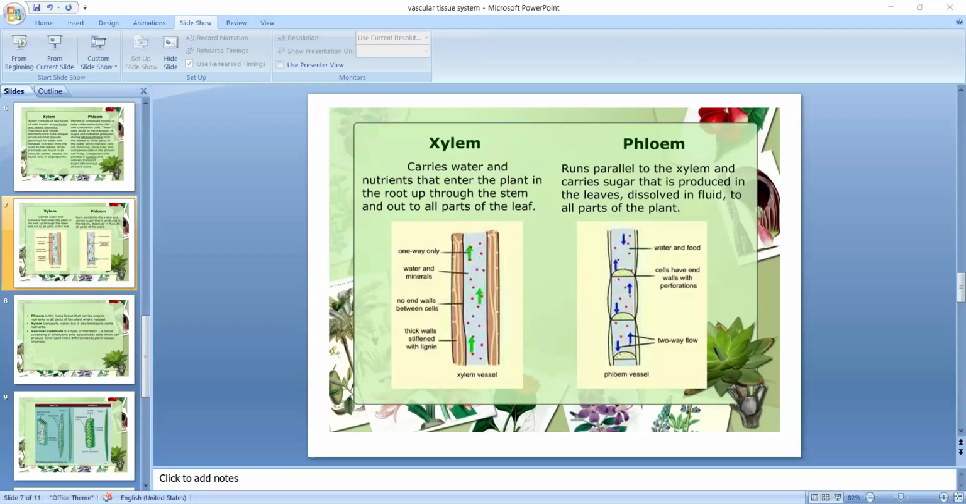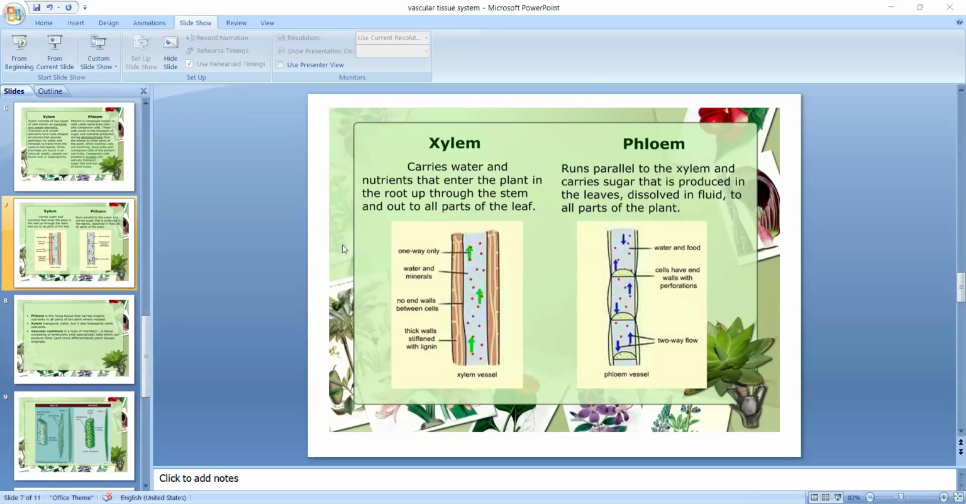And come to the sieve tube elements. These are also elongated cells placed end to end to form a tube. Their end walls have pores, which have the sieve plates. So the main function of the sieve tube is to carry the food, especially carbohydrates. Remember this.